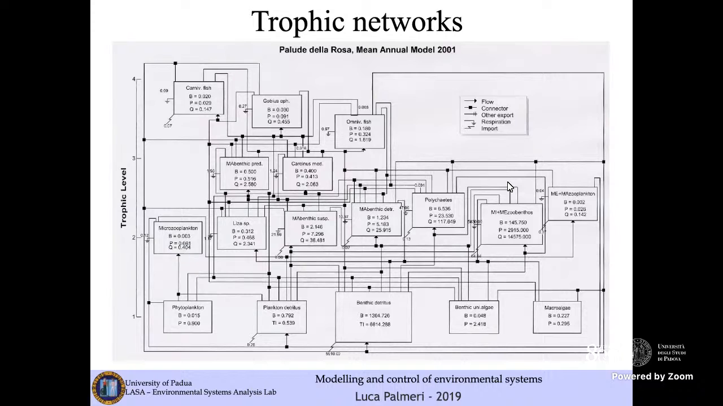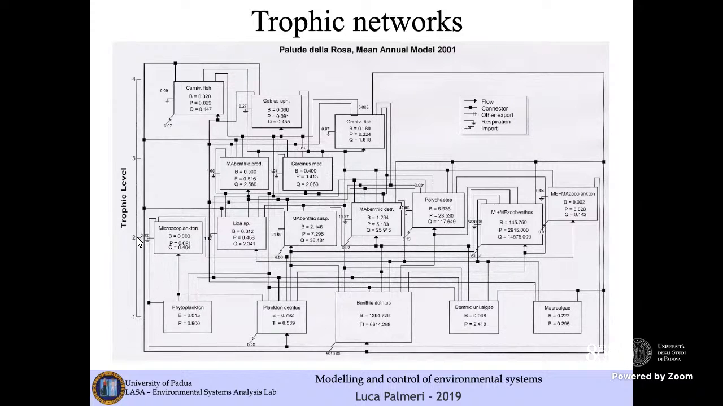In this example, we have modeled the network of exchanges of nutrients in the Lagoon of Venice, in a very confined area of the Lagoon of Venice called Palude della Rosa. This is the mean annual model referred to year 2001. You see that we have several state variables, like, for example, phytoplankton, plankton detritus, benthic detritus, benthic algae, macroalgae. These are the lowest trophic levels, so level 1.